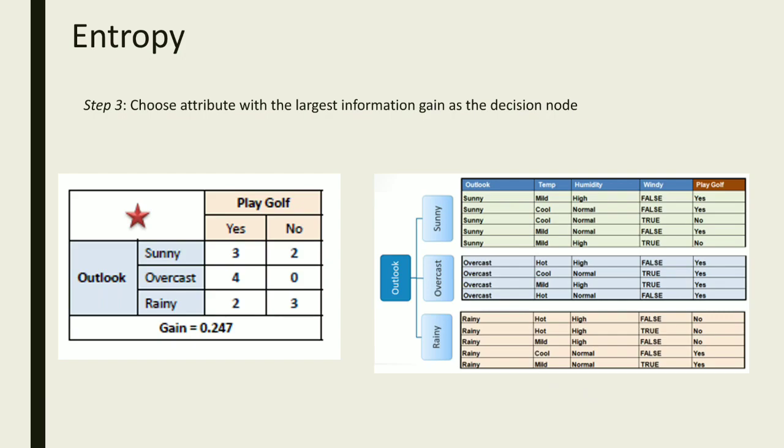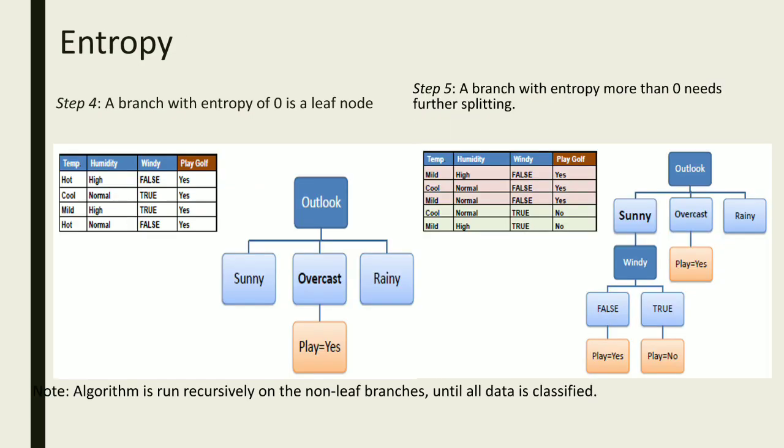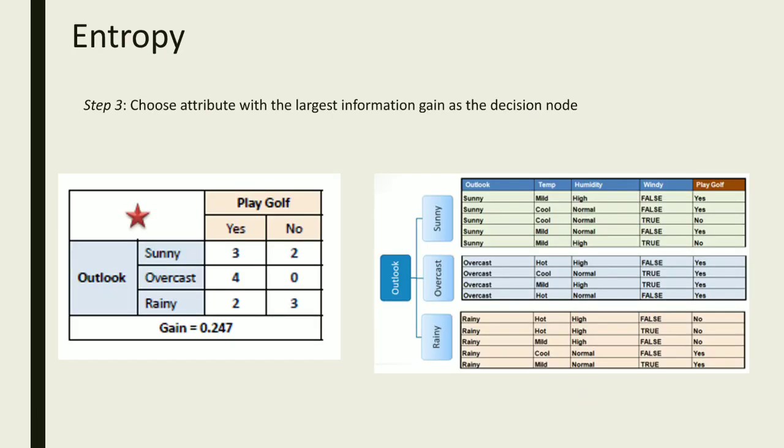See, if we check this, in case of overcast, whatever the value of temperature, humidity and windy is, always the value of play golf is yes. So we do not need to calculate anything, and we can say if my outlook is equal to overcast, always the play golf value will be yes, irrespective of any other condition in my data set. So that is why in this particular decision tree for overcast I have written play is equal to yes. Now we have two other things, that is for sunny and rainy.